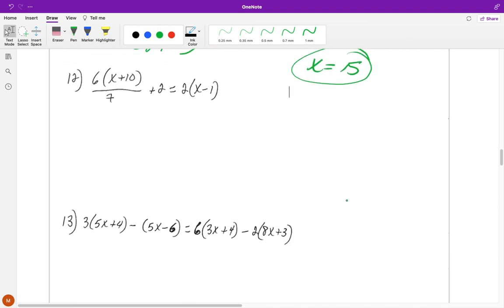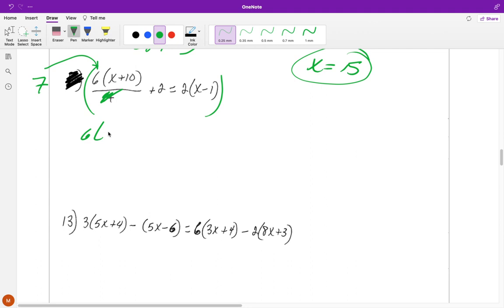All right, so for this one, there's a few different ways you can go about doing it, but I'm going to practice what we just learned. All of these technically have a denominator of 1. We can write them all as a fraction. So what I'm going to do is multiply everything by this 7 to get rid of that fraction. When I multiply the first one, it's going to cancel this out.